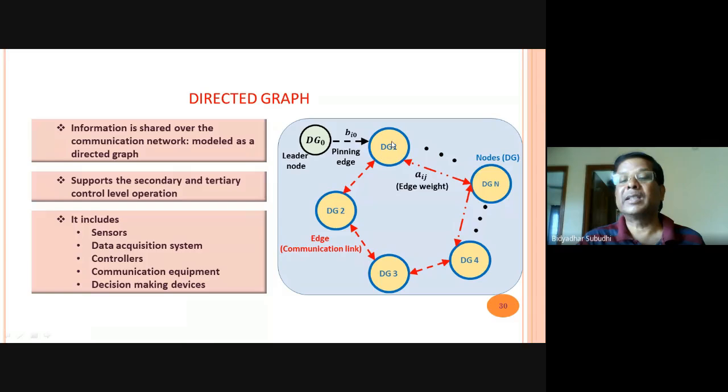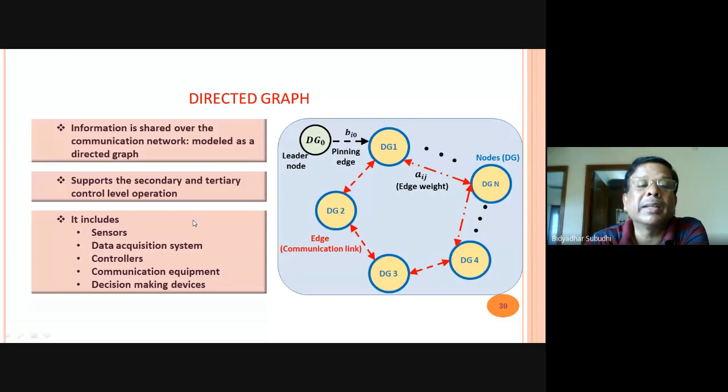Let us consider DG1 to DGN as the different distributed generating sources, or maybe you can also take the voltage source inverters or whatever components in the microgrid. Now these distributed generating sources are connected to each other by virtue of some communication link. Let us say a_ij, where this is the ith DG and this is the jth DG. So the strength of the communication is a_ij. If there is no communication, then a_ij is 0.